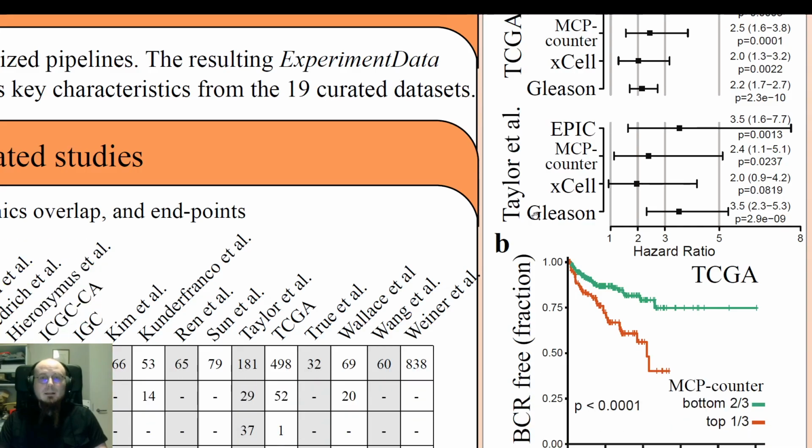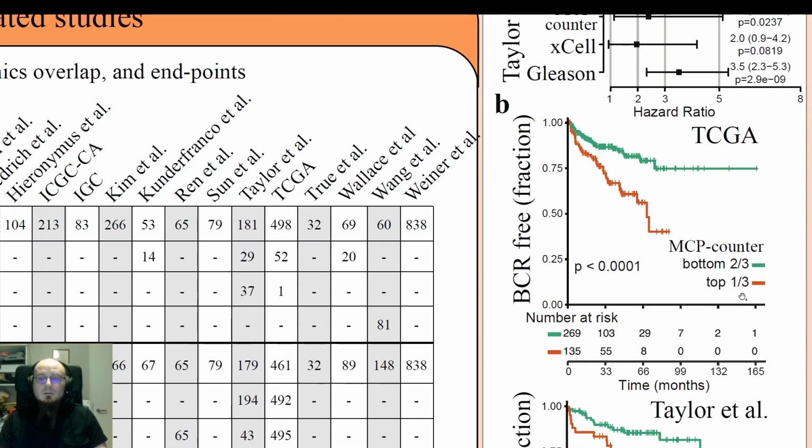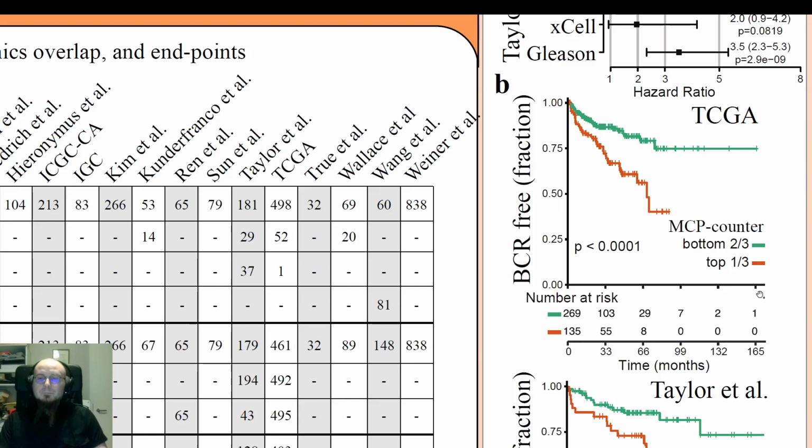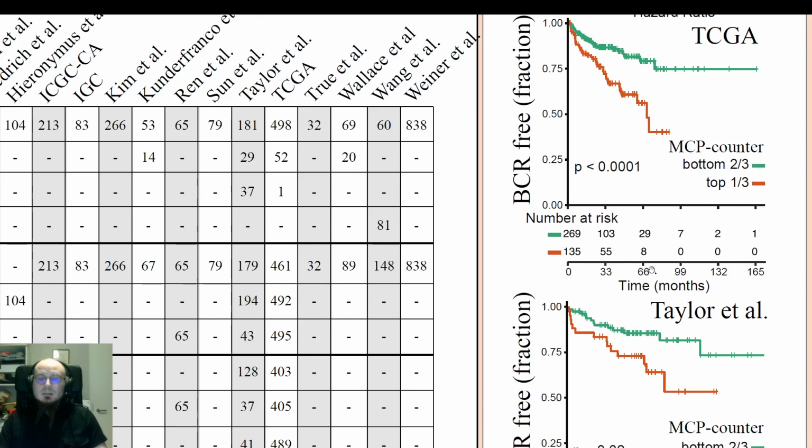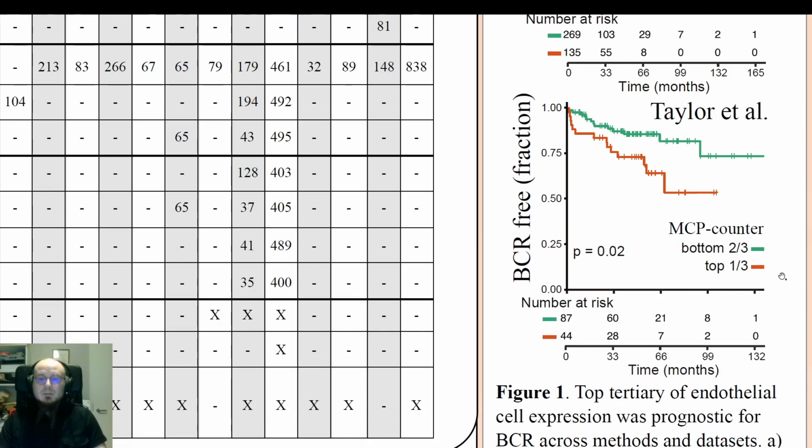In the sense that elevated endothelial cell counts, the top 1/3, had a higher risk of BCR in comparison to the bottom 2/3, with a statistical significance in the Kaplan-Meier curves.